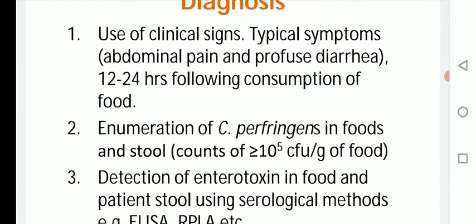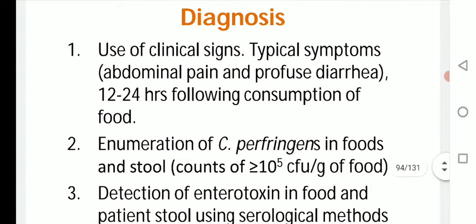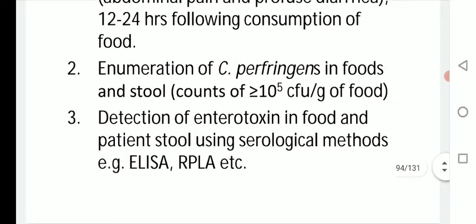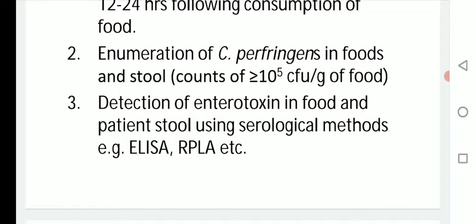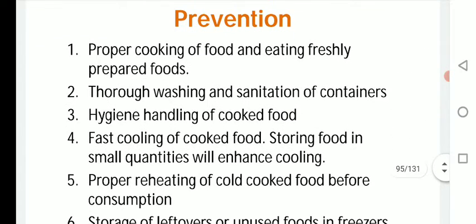Then diagnosis. So for diagnosis of the disease you can use clinical signs as well as symptoms. Typical symptoms include abdominal pain and profuse diarrhea, and it lasts for 12 to 24 hours following consumption of food, and enumeration of Clostridium perfringens in food and stool. So you can enumerate by culturing or simply by other methods. Then detection of enterotoxin in food and patient stool using serological methods like ELISA, then RPLA.